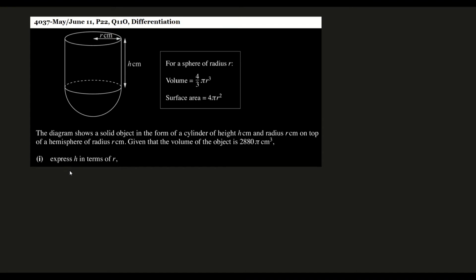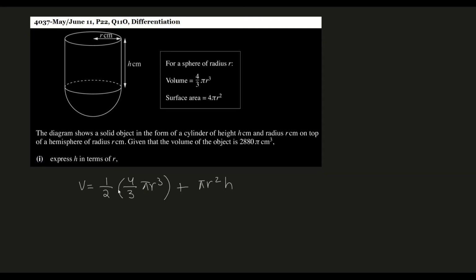So first let's write the equation of volume. Volume equals the volume of this hemisphere plus the volume of the cylinder. The volume of the hemisphere is just half the volume of a sphere, so 1 over 2 times 4 over 3 π r cube, plus the volume of the cylinder, which is the area of the circle multiplied by height, so π r square h.